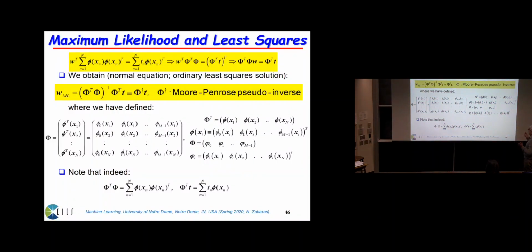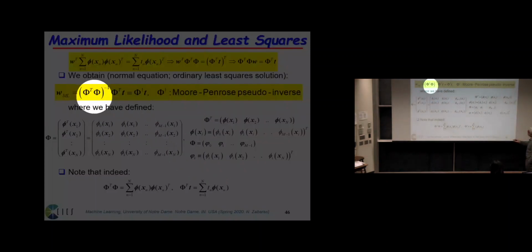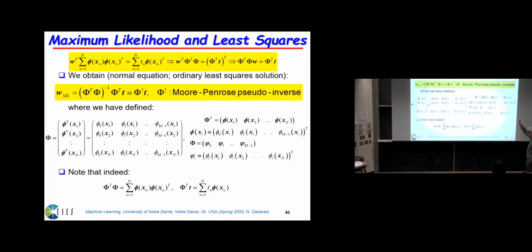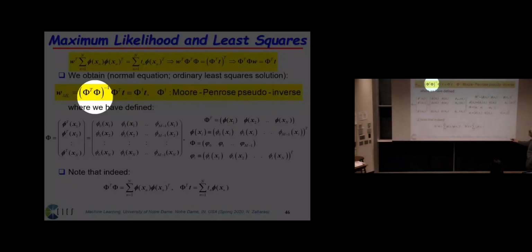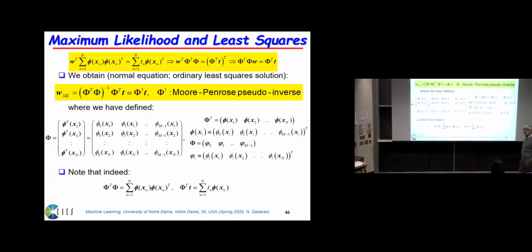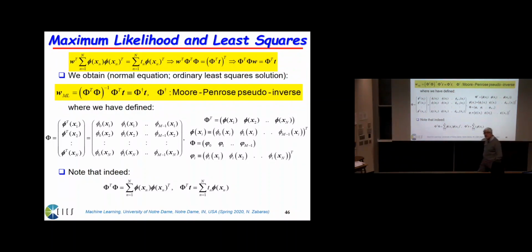If you put the algebra together, everything is on the slide, you can show that the MLE estimate for W is given by this wonderful formula: phi transpose phi inverse, phi transpose t. T is the vector of the training values, and the inputs come inside the matrix phi, the design matrix. And don't tell me that this equation doesn't remind you exactly of the least squares equation. Does it?